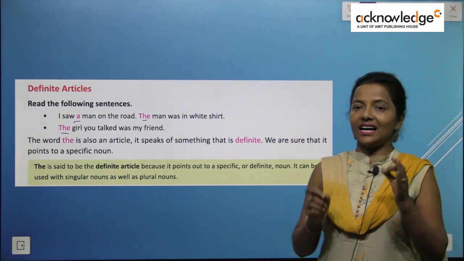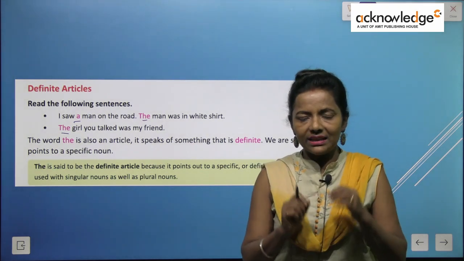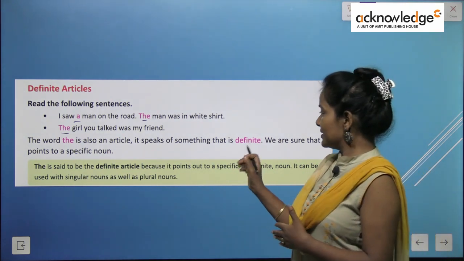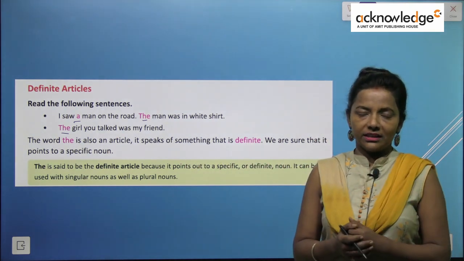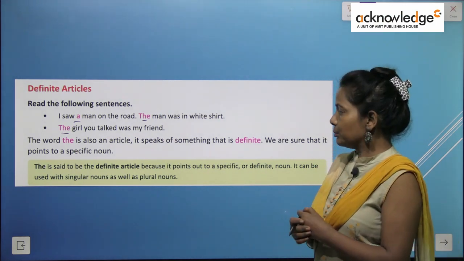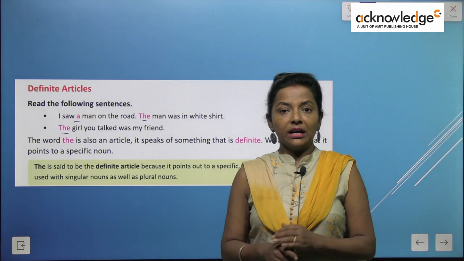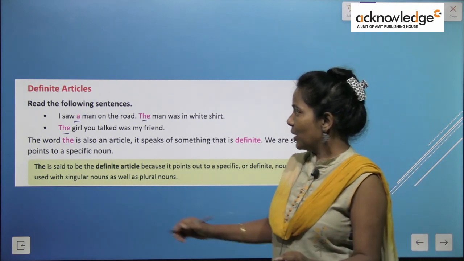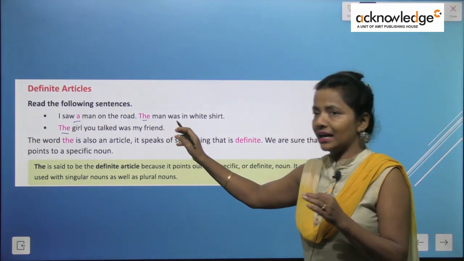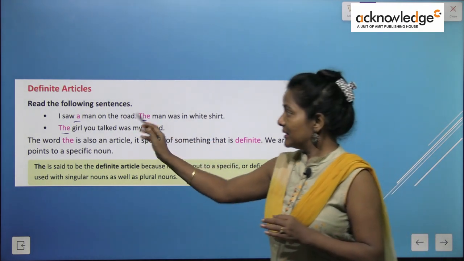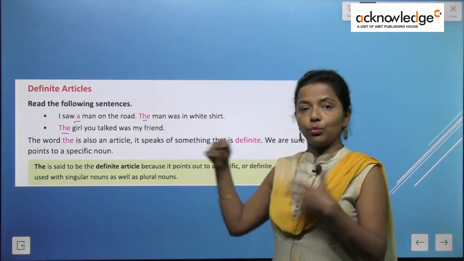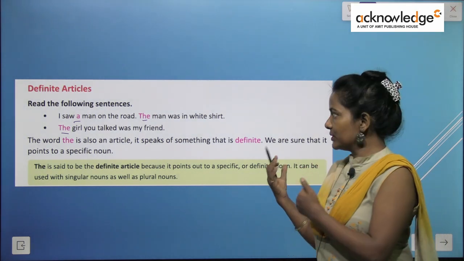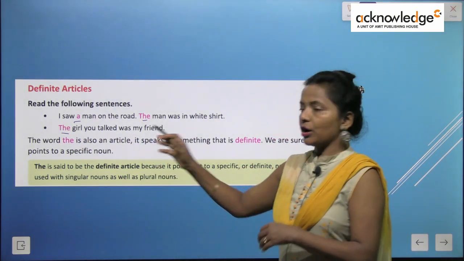It speaks of something that is definite, which we know, yes, this is the definite thing which we are talking about. That is called a definite article. We are sure that it points to a specific noun. We are 100% sure that this is pointing towards a specific noun. I saw a man on the road. The man was in a white shirt. I am definite that the man whom I saw on the road was in a white shirt. The girl you talked to was my friend.